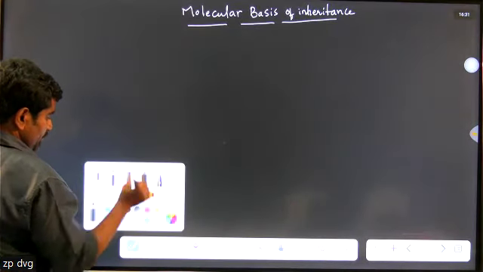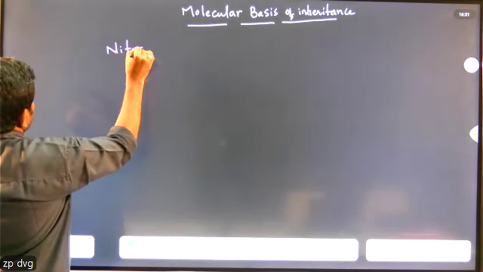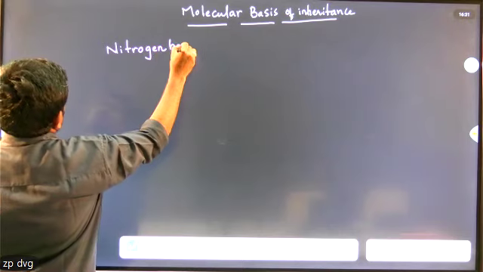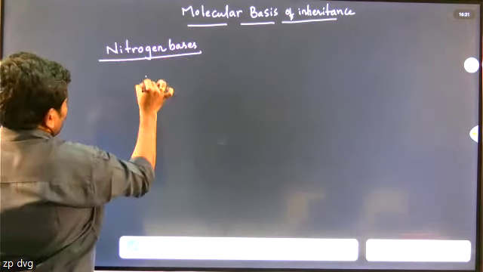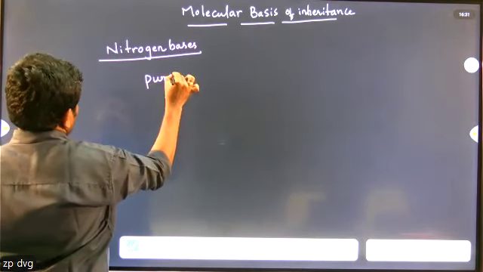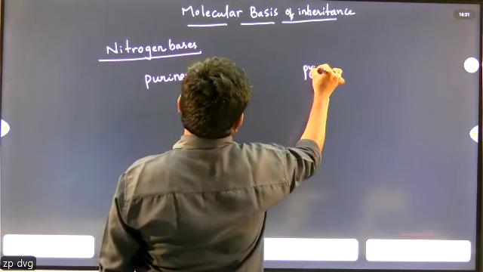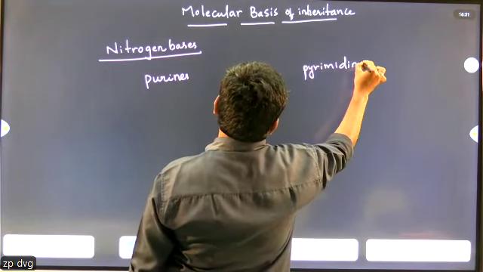What are those nitrogen bases? Nitrogen bases are two types, purines and pyrimidines. First one is purines, and next one is pyrimidines. Purines are double ringed structures, and pyrimidines are single ringed structures.